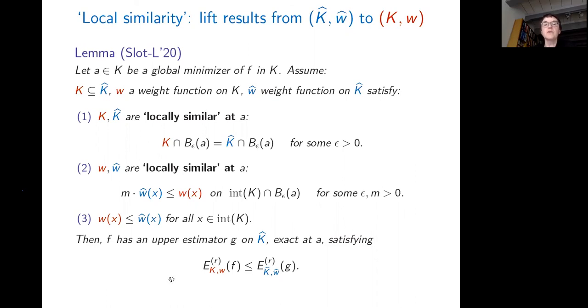So this is the tool which one can now apply to get information about more sets and more measures. And a small observation is that these two first conditions hold clearly if the global minimizer happens to lie in the interior of the set K.